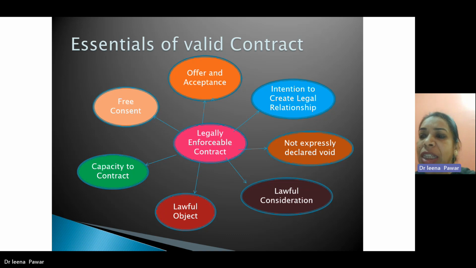So another essential element is the possibility of performance. If performance is impossible, or expressly declared void, you can't perform it. For example, a contract to construct a building within 2 days is impossible. Within 2 days you can't construct the whole building, and the law should not declare it void.